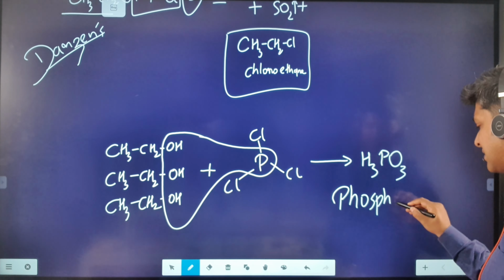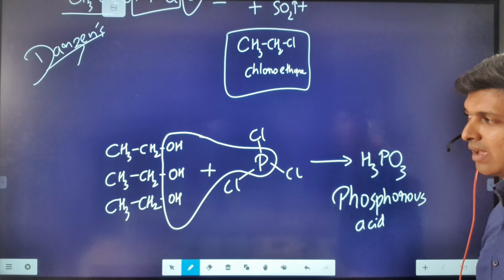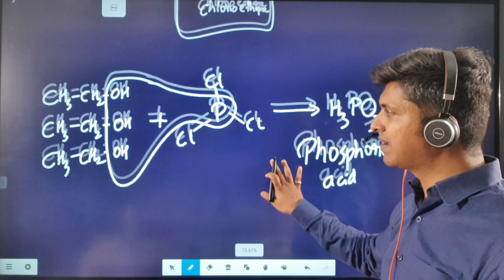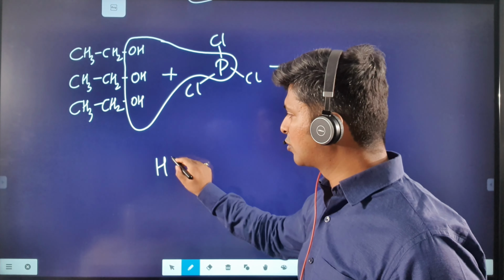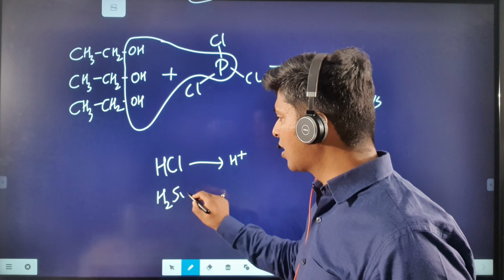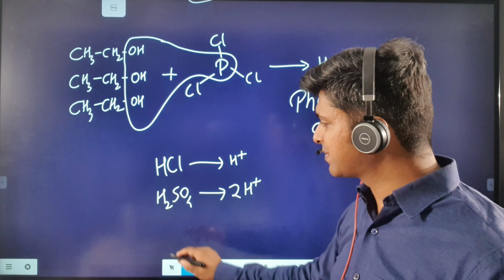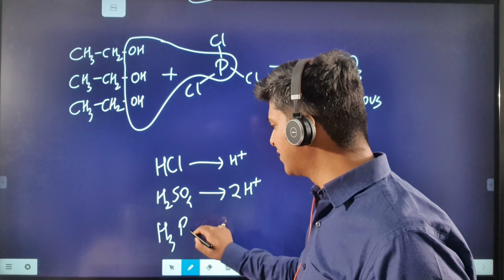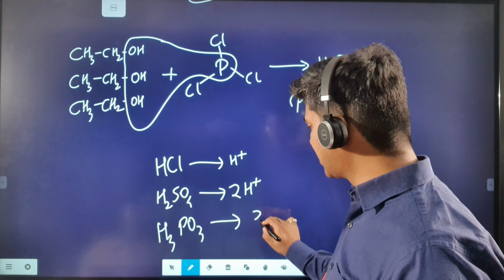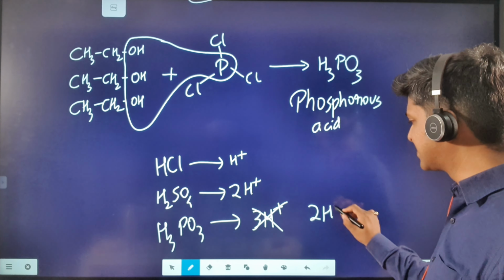What's the name of this acid? It's phosphorus acid. And to your surprise, it's a dibasic acid. See, have a look over here. HCl is a monobasic acid because it gives 1 H plus ion. Sulfuric acid is a dibasic acid because it gives 2 H plus ions. Now you must be wondering that H3PO3 will be a tribasic acid, but it is not a tribasic acid, rather it is a dibasic acid.